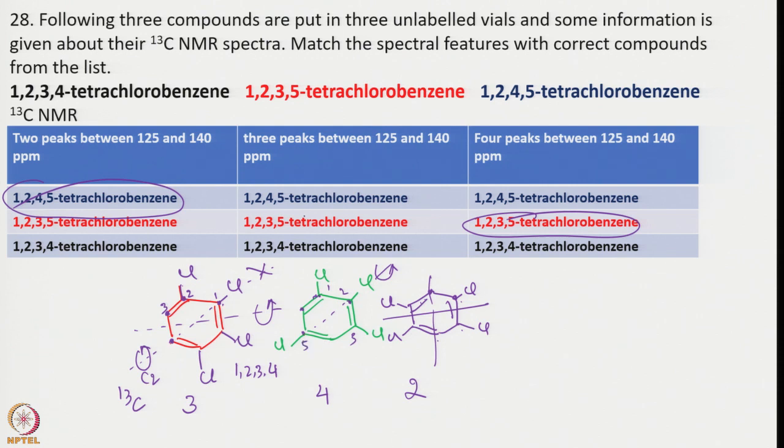So this one will be 4 signals. It should be 1,2,3,5. That is done. So now for this one, 2 signals will be there. This is for 1,2,4,5. The last one is left here. Obviously, 3 peaks here. This will be 1,2,3,4. So we can identify in this fashion here.